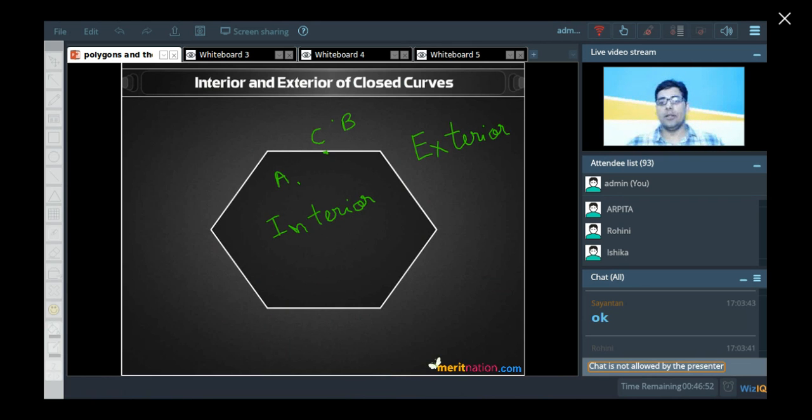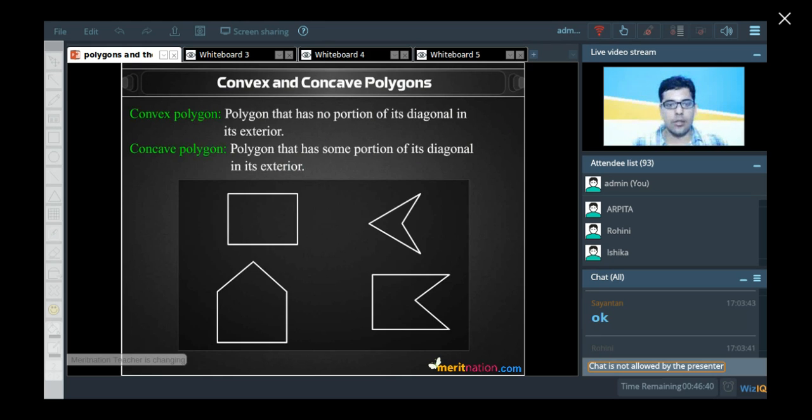Neither in the interior nor at the exterior. It is just on the boundary or on the curve of this closed curve or polygon. Okay. Next is convex and concave polygons. A convex polygon is a polygon that has no portion of its diagonal in its exterior.